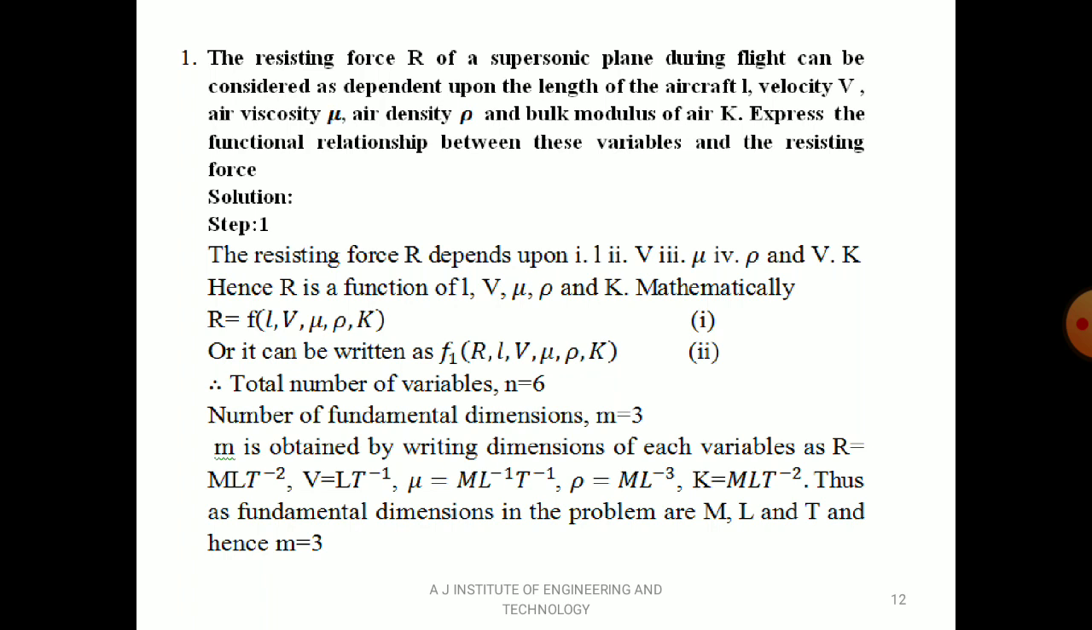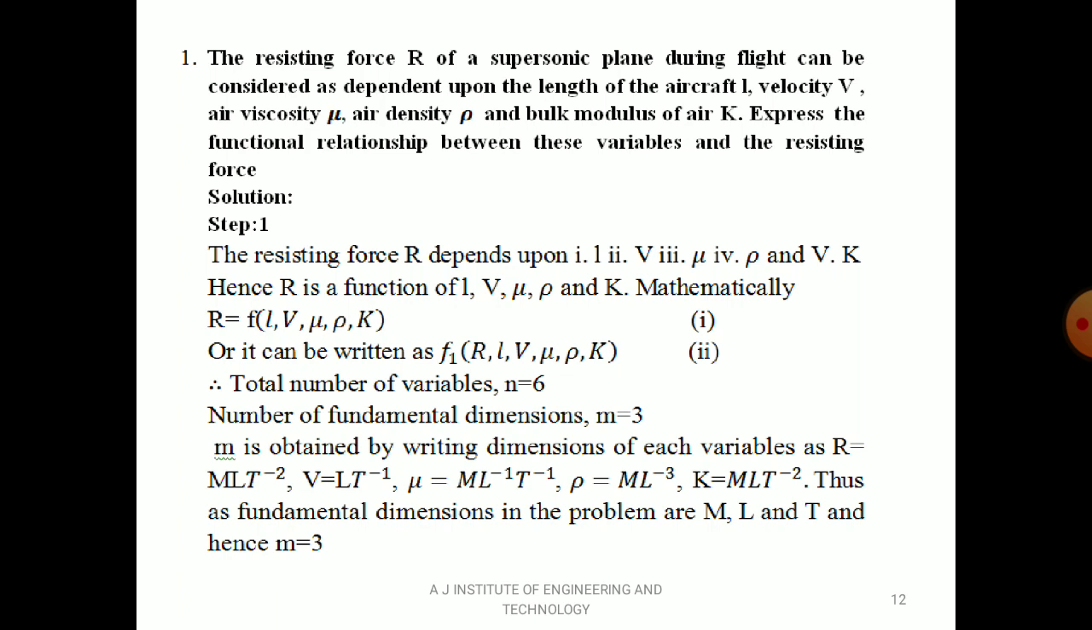Now I have to write the dimensions of the various variables. For R, that is a force. How to get the dimension for force? F equal to m a, mass into acceleration. The unit of mass is kg, the unit of acceleration is meter second to the power minus 2. So the overall unit for force is kg meter s to the power minus 2, so the dimension becomes M L T to the power minus 2.